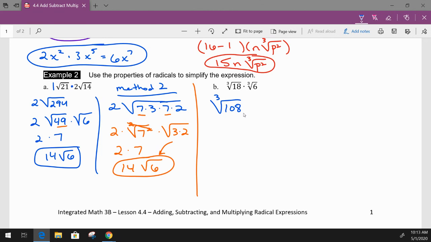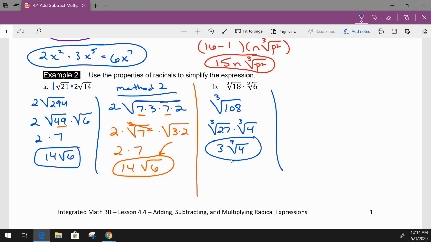But it does not go into 108. The next perfect cube would be 27, because that's 3 to the third power. And 27 is a factor of 108. So the cube root of 27 and the cube root of 4. 27 times 4 is 108. So again, if you multiply this back together, it will equal what you started with. The cube root of 27 is 3. And then you've got this cube root of 4 that cannot be simplified. That is your final answer.